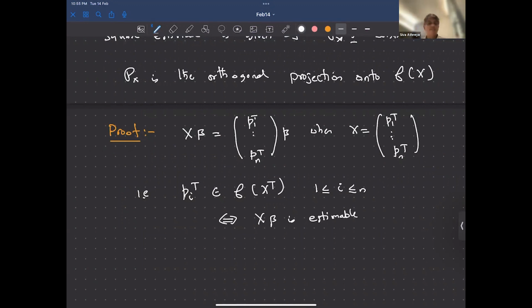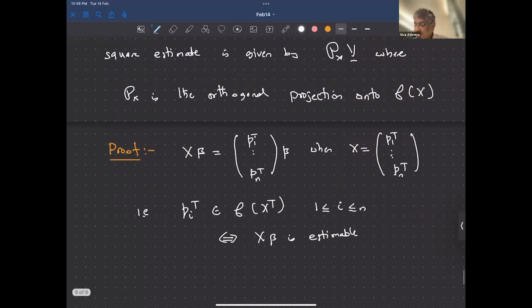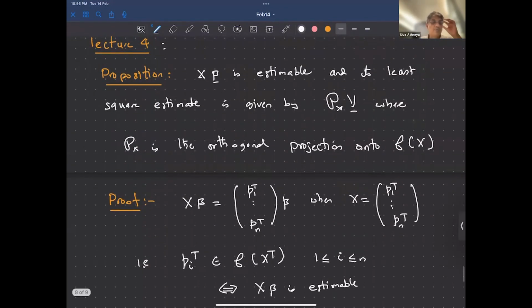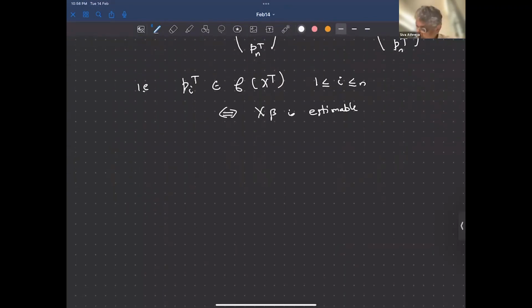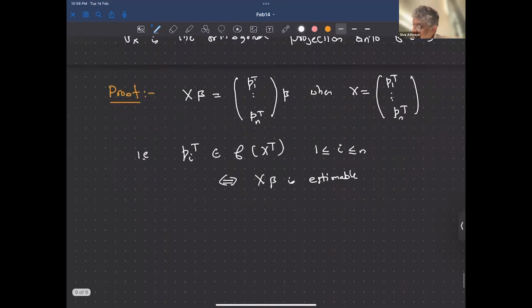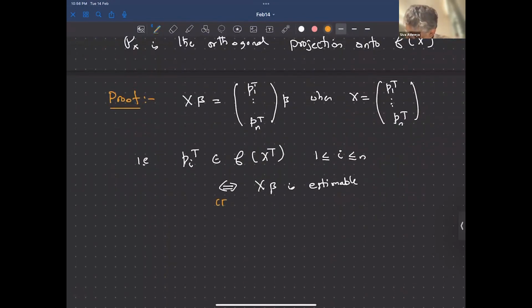That's exactly what it is, right? If X transpose y is equal to the appropriate column, that means it's in the column space of X transpose. The straightforward form, nothing to be done. So the estimable part is fairly easy. Now the least squares estimate is where the orthogonal projection comes in. A simple exercise to think about a little bit.